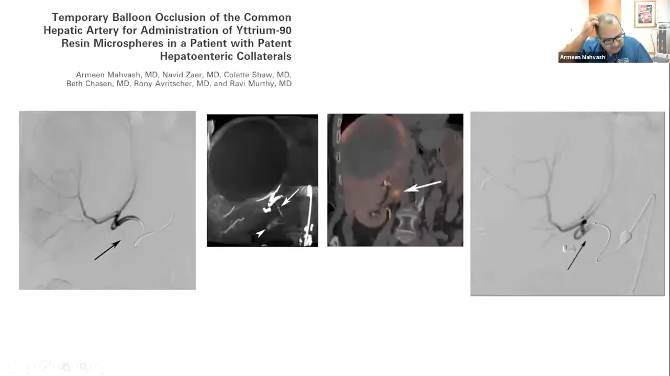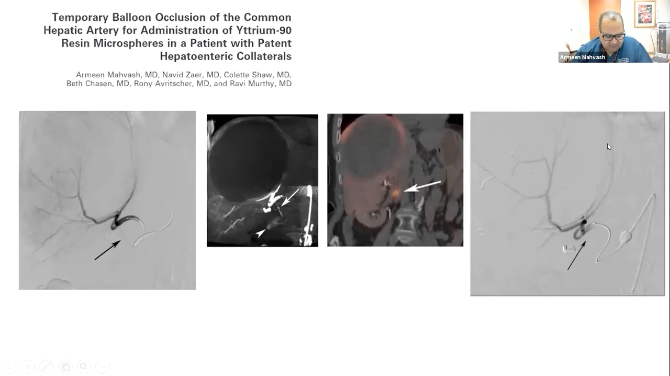In the meantime, we did this kind of odd thing in our first case we ever did. We put a balloon in the common hepatic artery to reverse the flow of all the hepatoenteric collaterals. And so if you have little tiny vessels like this that you cannot embolize, you can reverse the flow with a small balloon catheter. At the time we used a 7 French balloon catheter. Now we just use a Fogarty. That was our first case back in 2010.